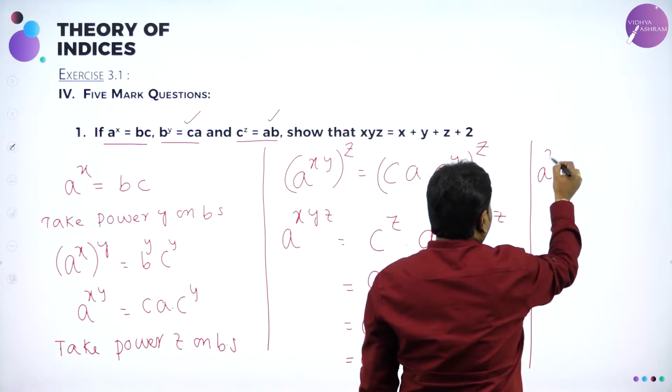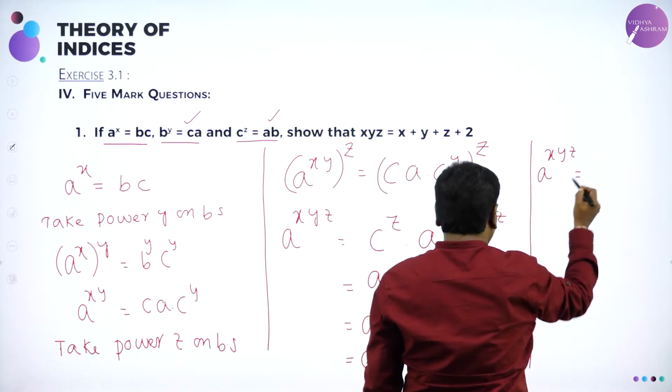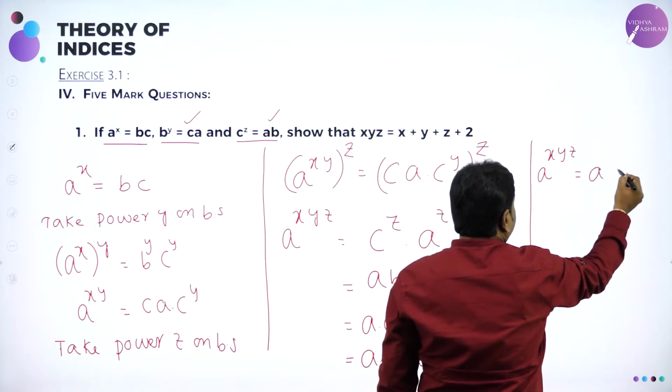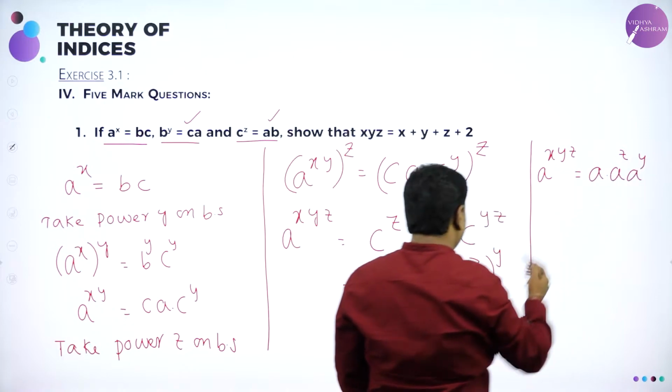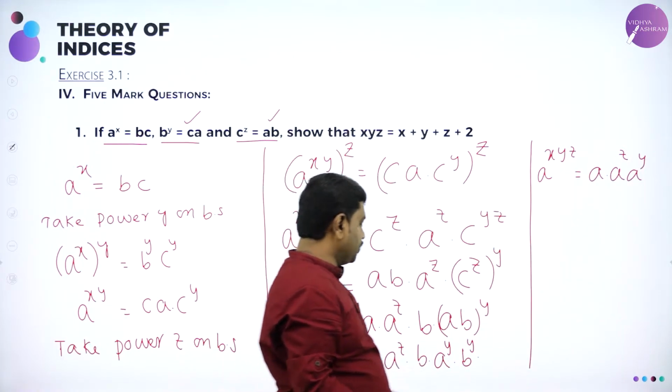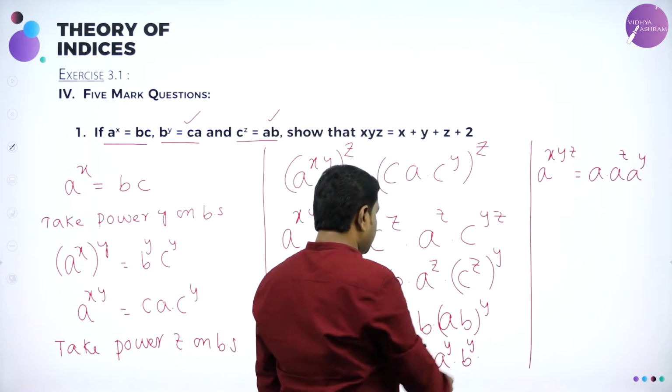So now a power xyz is equal to a power z, then we have a power y. I am grouping all a terms to one side. Then we have b and b power y. See, I have b and b power y.